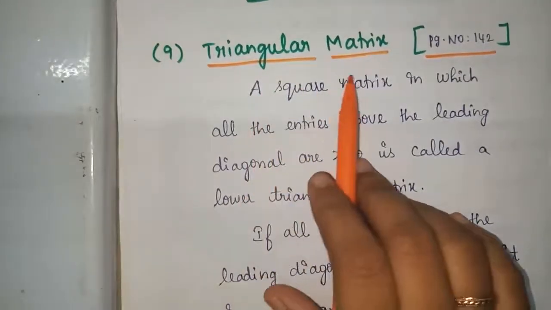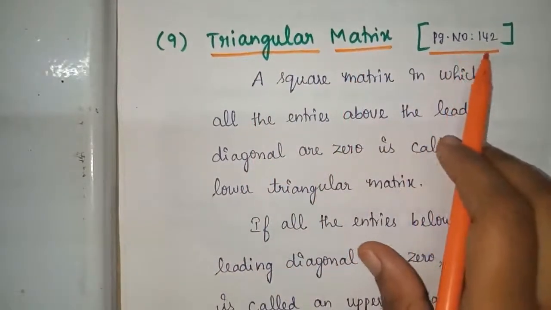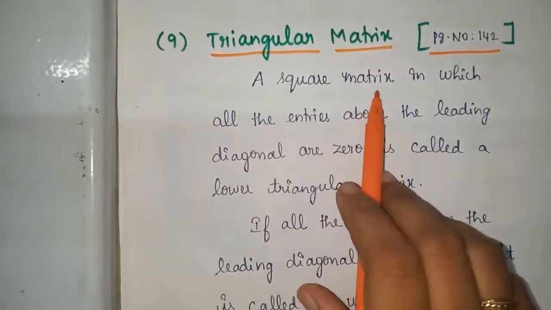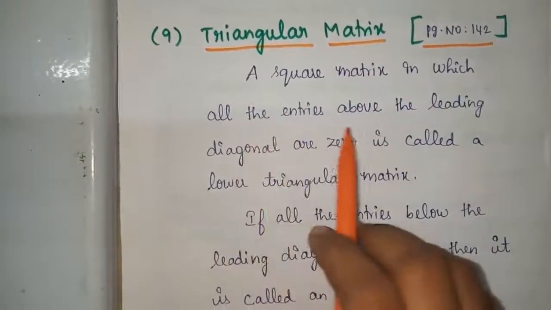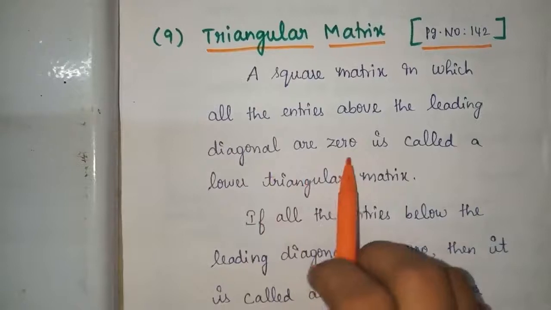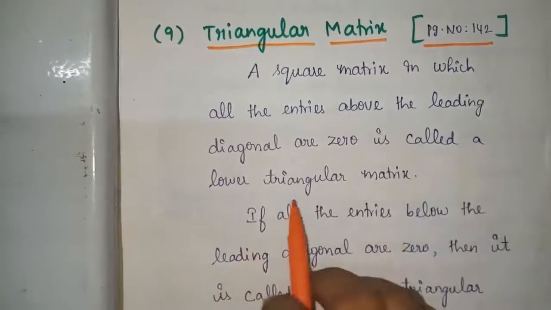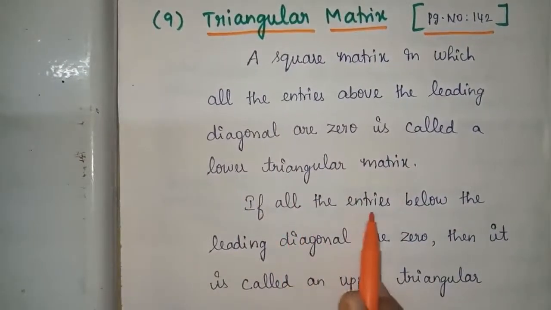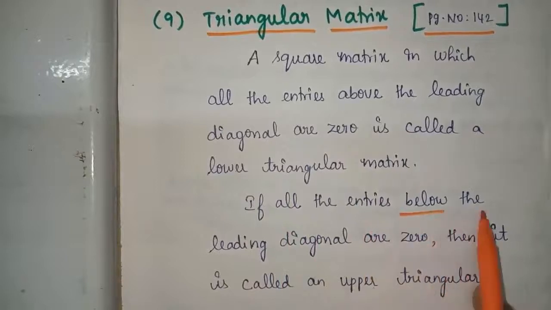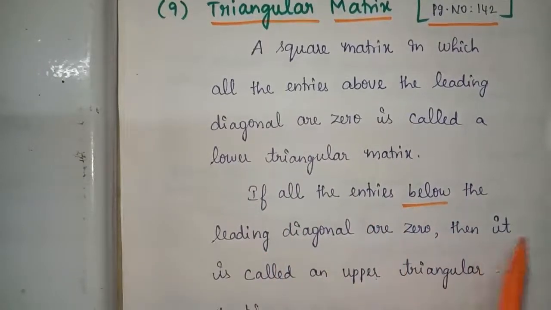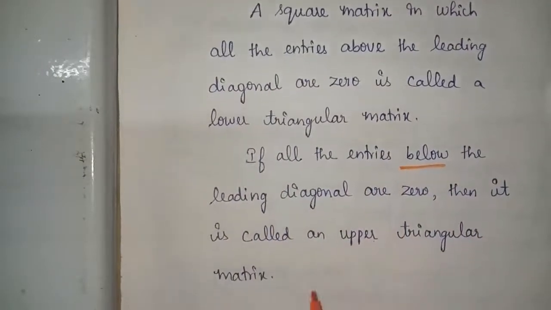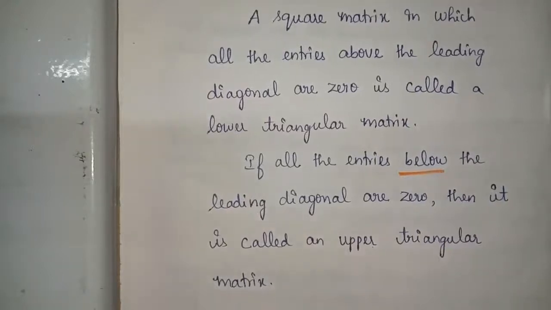Ninth one, triangular matrix, which is in page number 142. A square matrix in which all the entries above the leading diagonal are 0 is called a lower triangular matrix. If all the entries below the leading diagonal are 0, then it is called an upper triangular matrix.